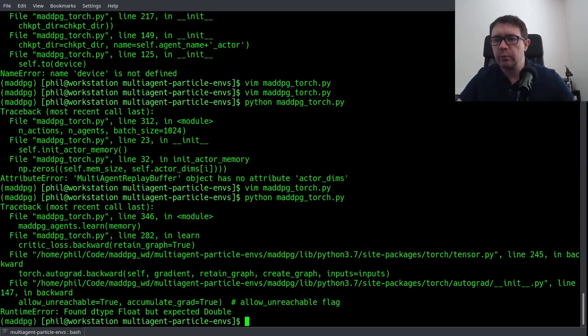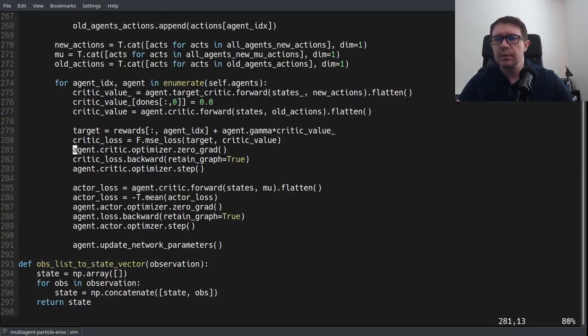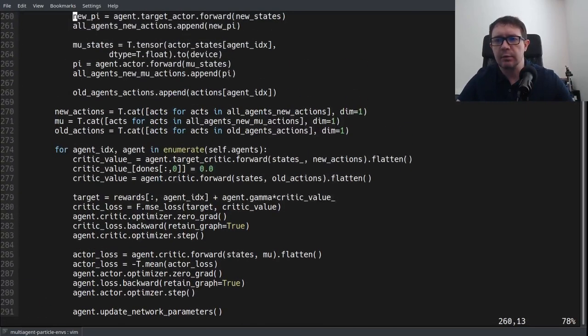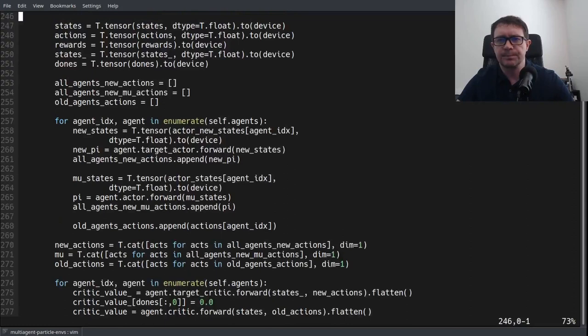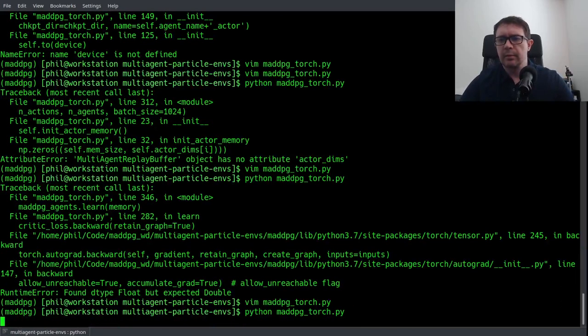It says found dtype float but expected double. That is in my critic loss. Interesting. Found dtype float, but expected a double. Why would you expect a double? That is in the critic loss, line 282. So it expected a double, so that must mean that something in there is a double. I didn't turn everything to a float. So I wonder if the rewards are saved as a type float. Let's try that again. That one kind of puzzles me.